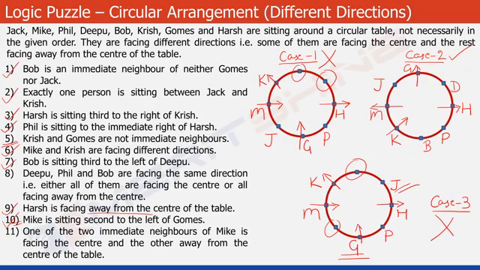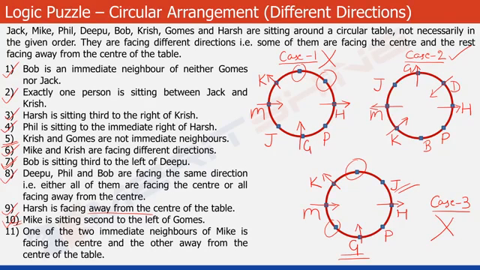Look at statement 7 once again. It says that Bob is sitting third to the left of Deepu. So we still do not know the direction which Deepu is facing. But since Bob is told to be sitting third to the left of Deepu, Deepu must be facing the center of the table like this. So you can check here 1, 2, 3. So if Deepu is facing the center of the table, Bob would be at the third position to his left. So that's okay.